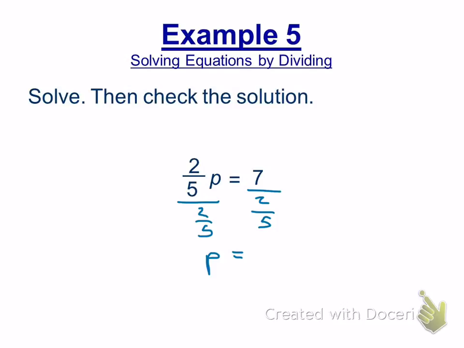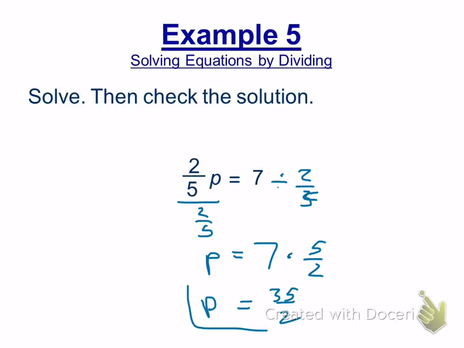Yeah, instead of showing it as a fraction bar, would it be okay to do 7 divided by 2/5? Is that what you were asking? Absolutely, that's fine. Yes, that's great. That's actually a little easier to deal with that way, isn't it? Because 7 divided by 2/5 is the same as 7 times 5/2, which is equal to 35 over 2, which we're going to leave as a fraction.